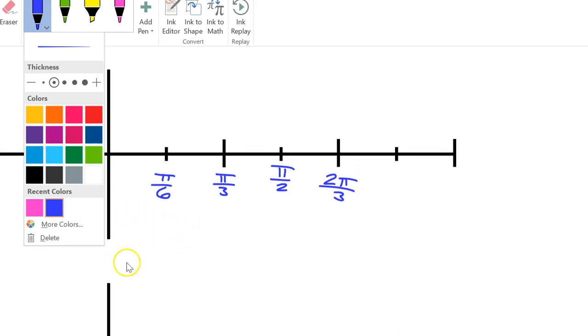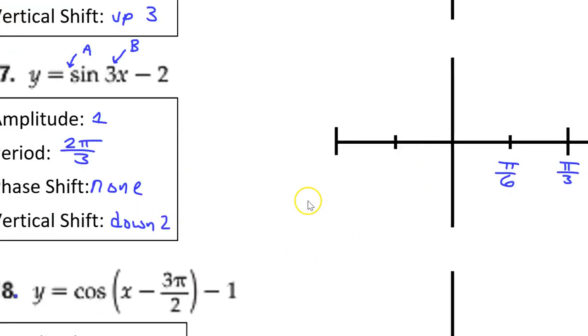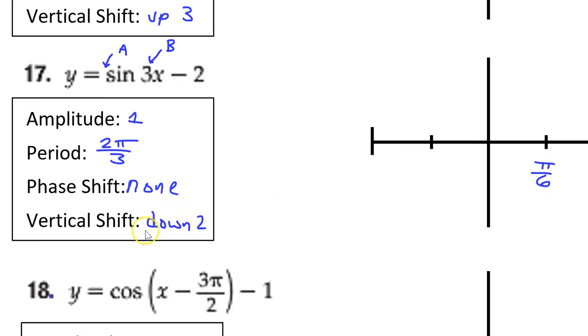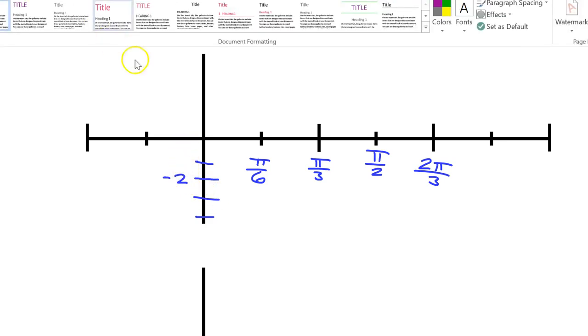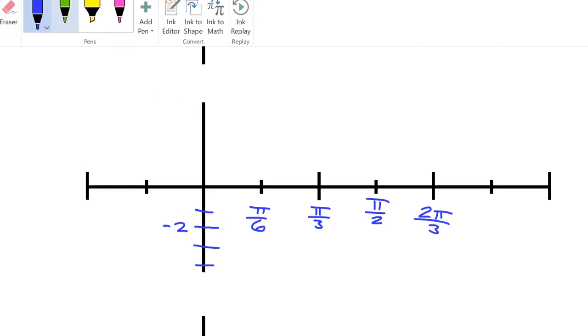Okay, let's see what's next. There is a vertical shift down 2. So let's go ahead and deal with that. If I were to go 1, 2, 3, I'm going to put negative 2 right here. That is going to give me a brand new midline. So I'm going to go ahead and draw my midline right now.